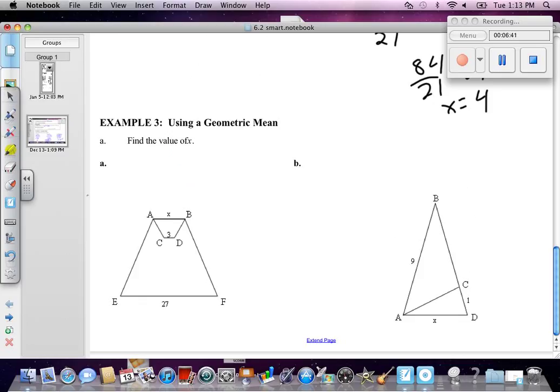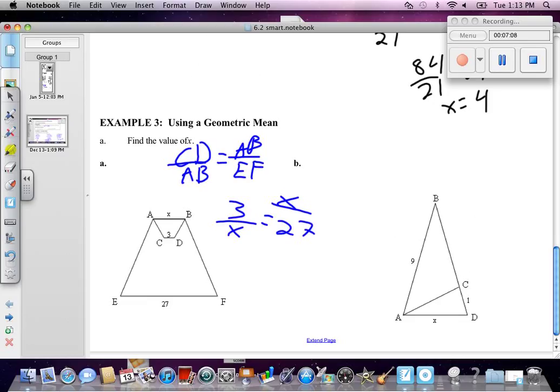Okay, we need CD over AB equals AB over EF. And we're using AB twice. Do you see how they share a side? That's why. Okay, CD is 3. What's AB? X. And what's EF? 27. Do you see that if I turned this little guy upside down, it would look like this? This is 3 and this is x, and you see I had to take the little top over the big top and the little side over the big side.